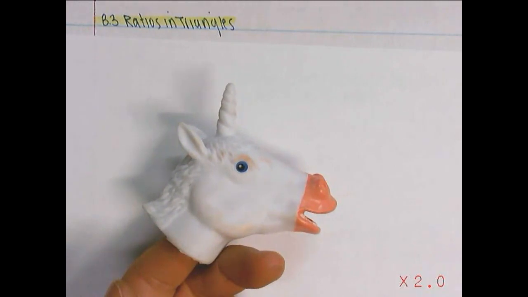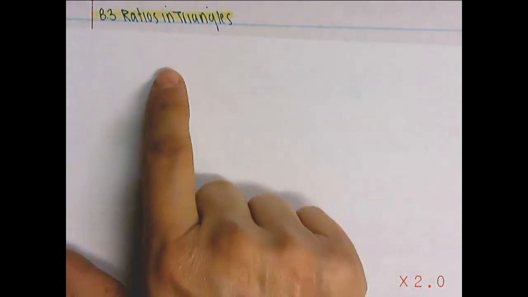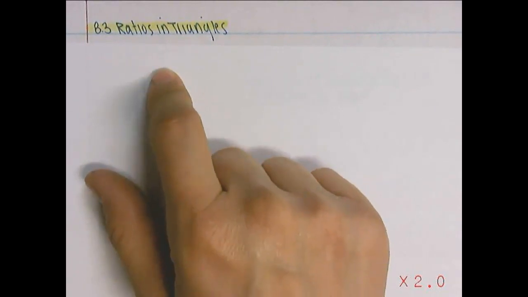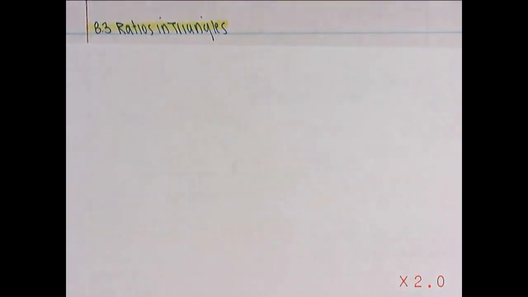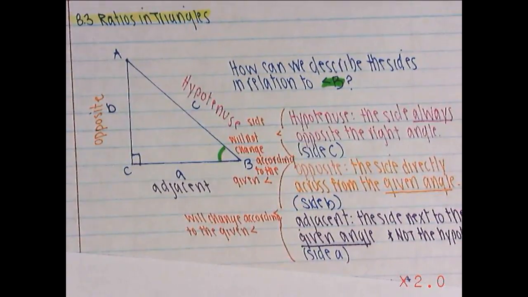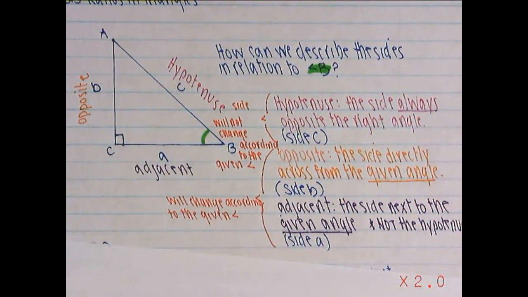Hello, Francis. All right, let's go ahead and get started with 8.3, ratios and triangles. This is where things get a little bit trickier in this chapter, and I'm saying that after special right triangles, which I'm sure you thought were super tricky. So let's go ahead and look at everything I've written down here.